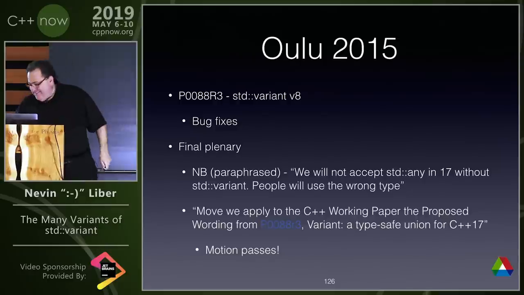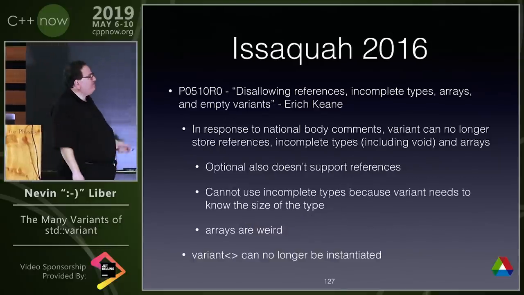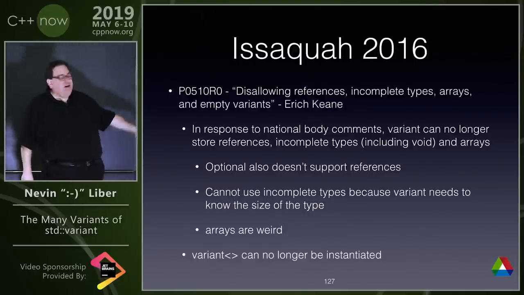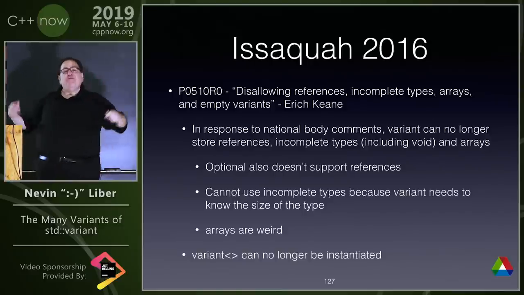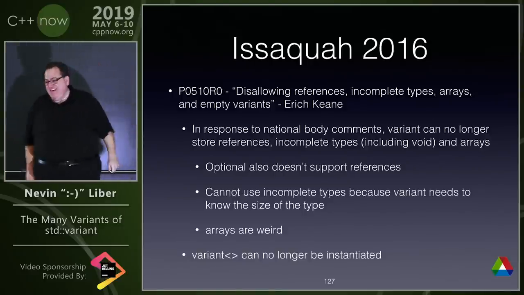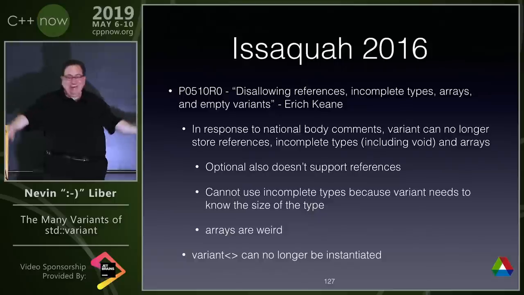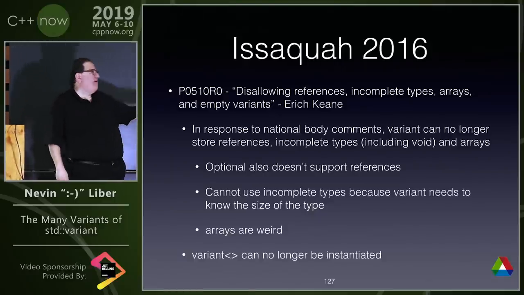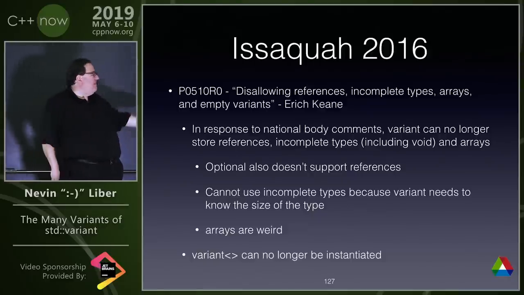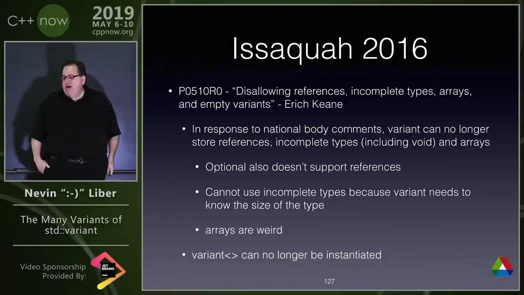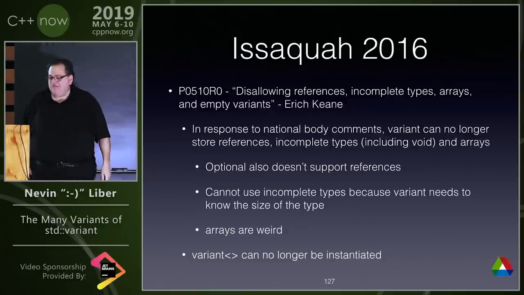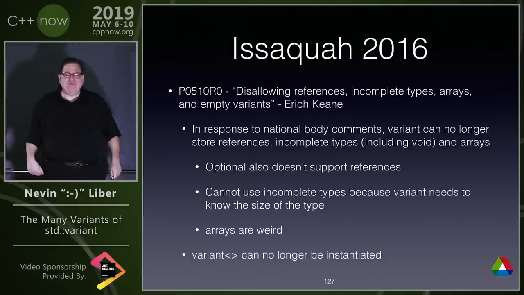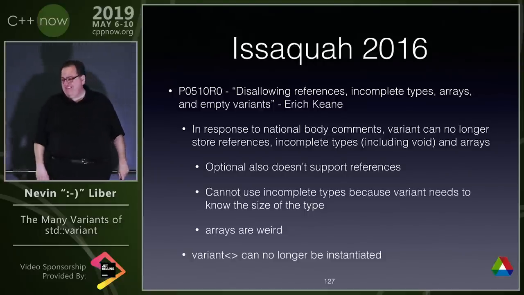I still have a few more slides. So then came national body comments. We got rid of things we were saying, sure, let's get consensus, we'll put them in. Sure, let's throw them out to get this actually in 17. So we got rid of references, incomplete types, and arrays, because optional doesn't support references. We want those to be the same thing. We can't use incomplete types because variant needs to know the size. We didn't actually say that before. And arrays are just weird. They don't really work that well with these kinds of things.